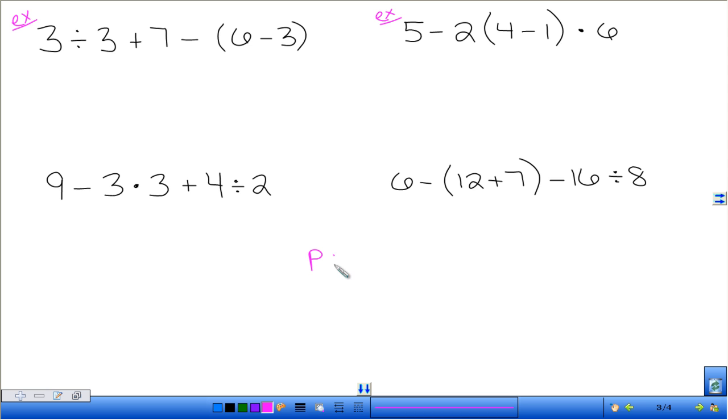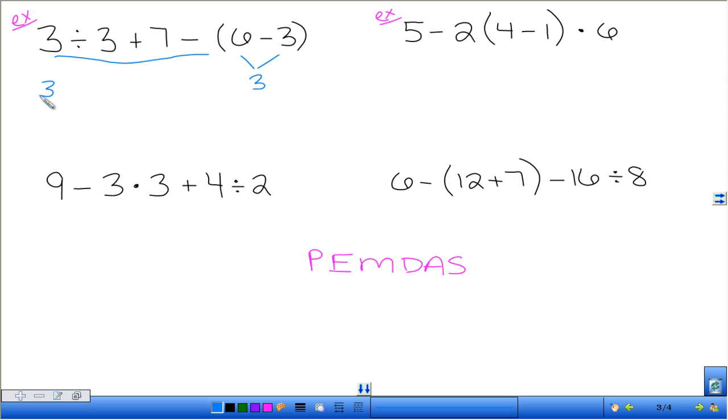I'm just going to write down here at the bottom, PEMDAS. You guys should have that in your notes though. So we're going to start with parentheses. Do we have any? Yes. So I'm going to come up here and do the parentheses first. What's 6 minus 3? 3. And then I'm going to write the rest of this in order underneath it.